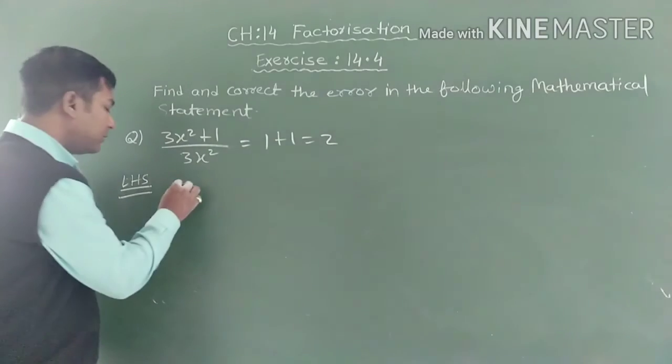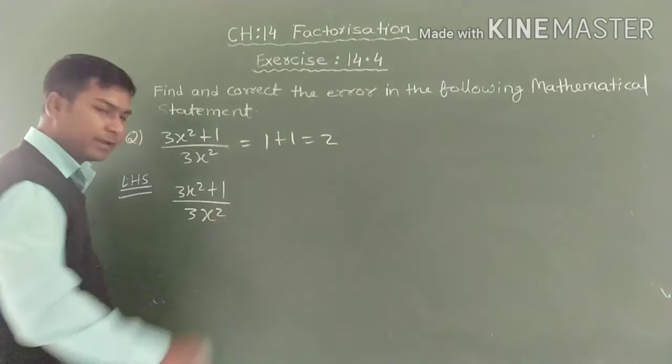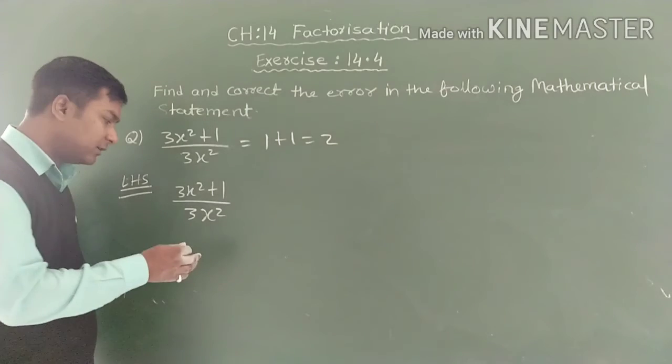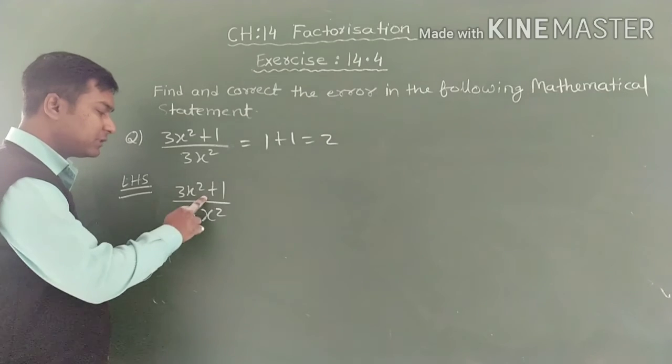How can you solve it? 3x square plus 1 divided by 3x square. Okay, so how can you solve it? 3x square upon 3x square plus 1 upon 3x square.